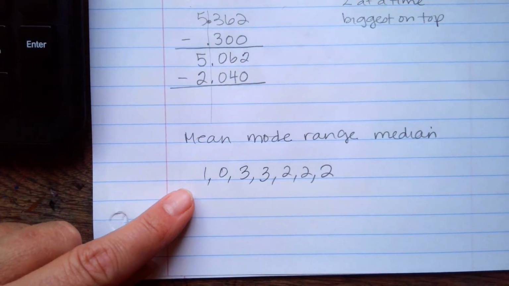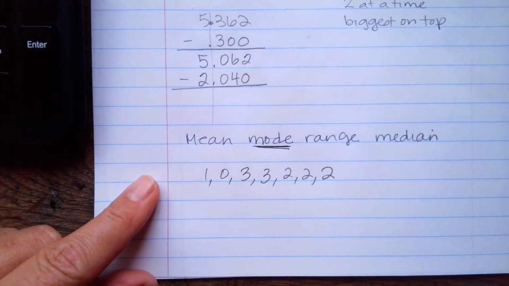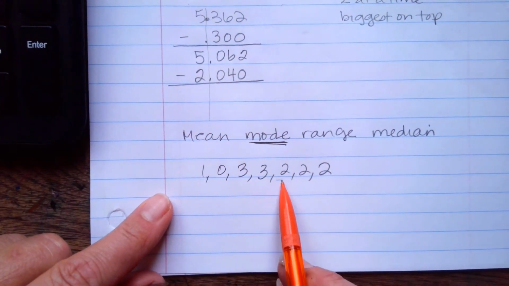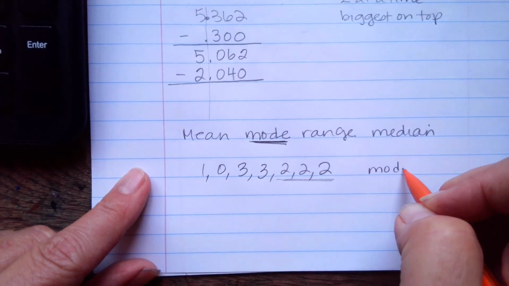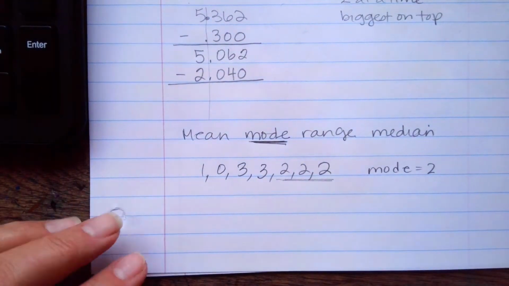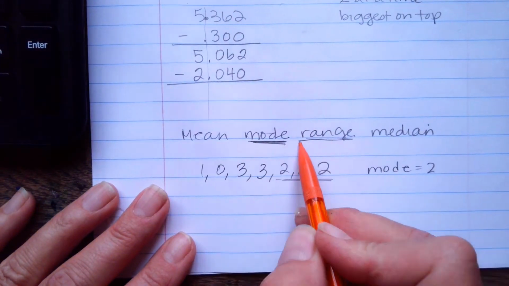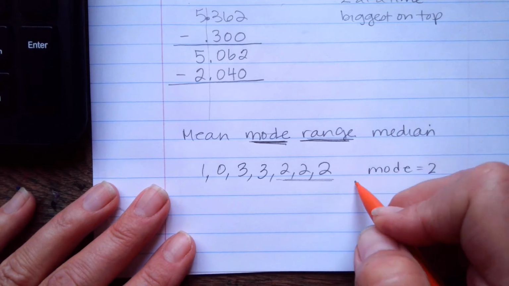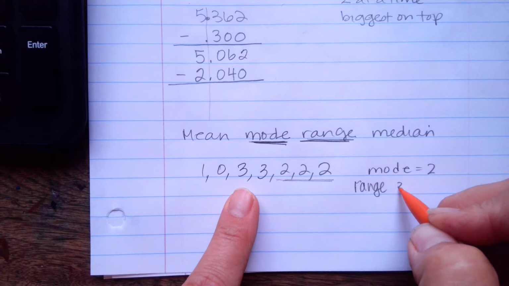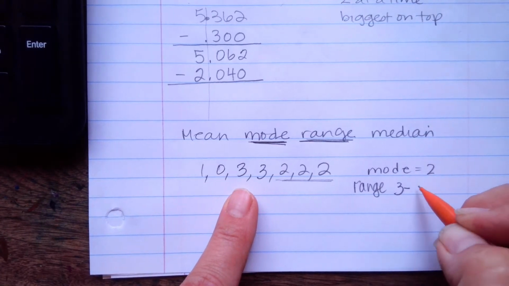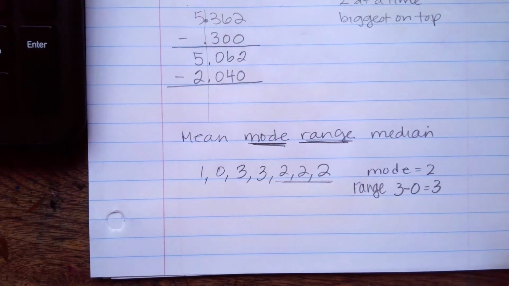So to find the mode, that is just the most frequently occurring number. So you'll see here that there's 3 2s. So the mode is 2. It's just the number that happens the most. The range is the biggest number, which is 3, minus the smallest number, which is 0. So the range is 3.